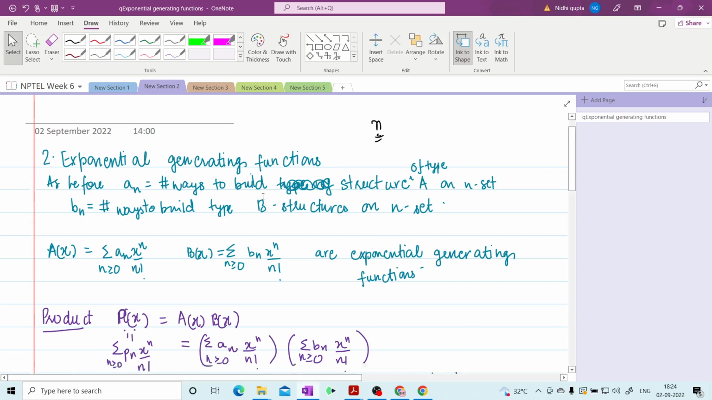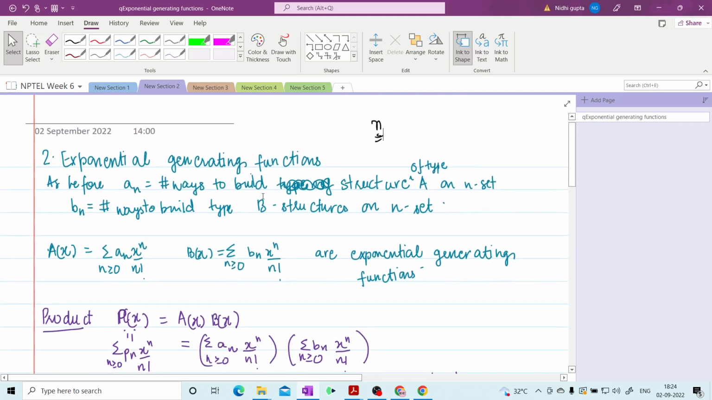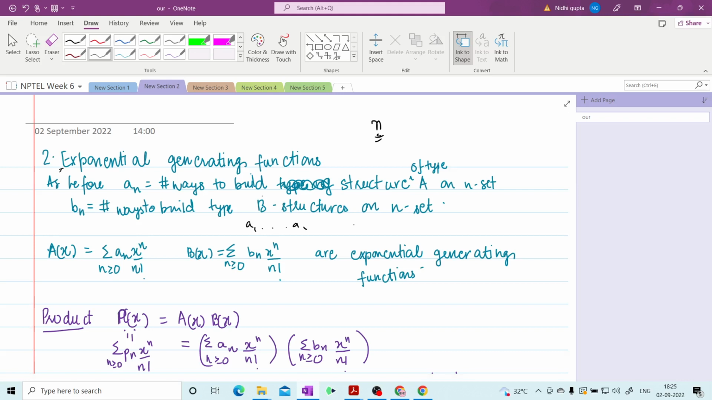So now, what are exponential generating functions? Here also the data remains the same. Exponential generating functions also record the sequences a_1, ..., a_n, b_1, ..., b_n. The difference is that instead of using x^n, we are using x^n by n factorial. If we record our sequence in this way, then we call this function an exponential generating function. Once we have these sequences, the combinatorial meaning of product and composition changes. We'll see what that means.